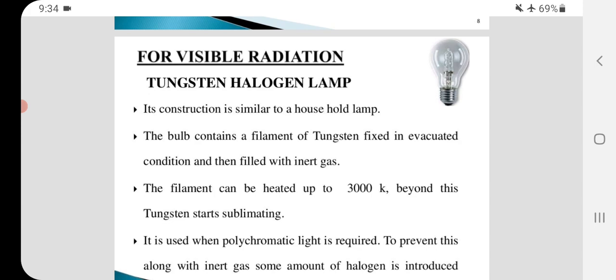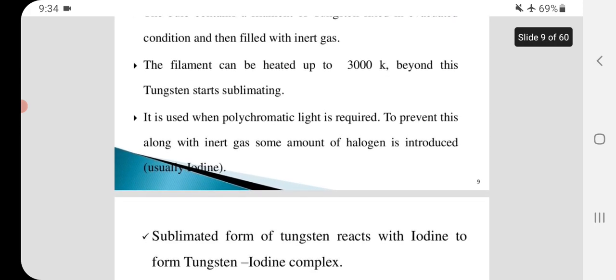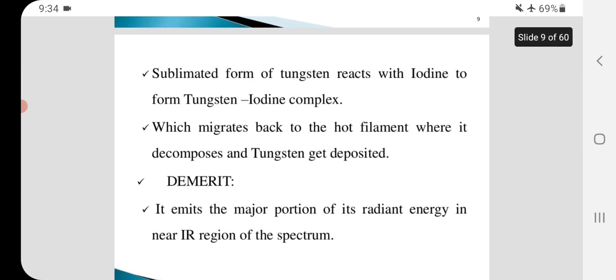To prevent this, along with inert gas, some amount of halogen is introduced. Sublimated tungsten reacts with iodine to form a tungsten iodine complex, which migrates back to the hot filament where it decomposes and tungsten gets deposited. Demerits. It emits the major portion of its radiant energy in the near IR region of the spectrum.